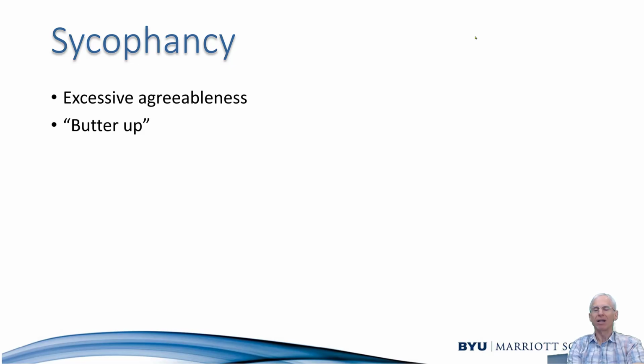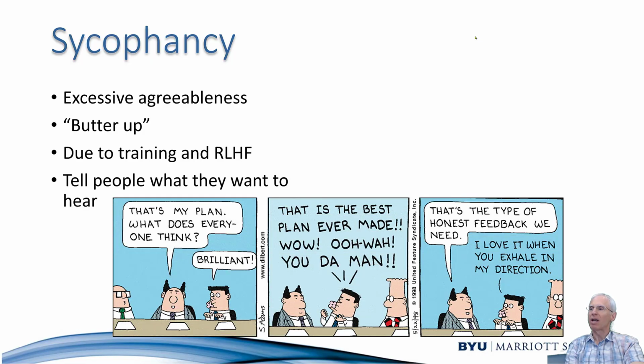It's kind of buttering us up, meaning you give the model a bad idea and you say, what do you think about this idea? And it says, oh, that's a great idea. It's due to the training, and how we fine-tune these models, reinforcement learning from human feedback. The fact is people like to be agreed with. So when they fine-tune these models, there tends to be a propensity or a bias towards agreeableness. Telling people what they want to hear.